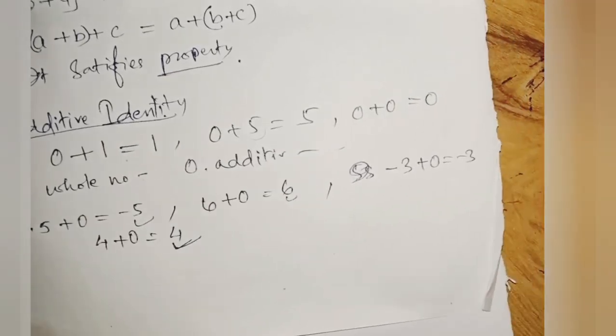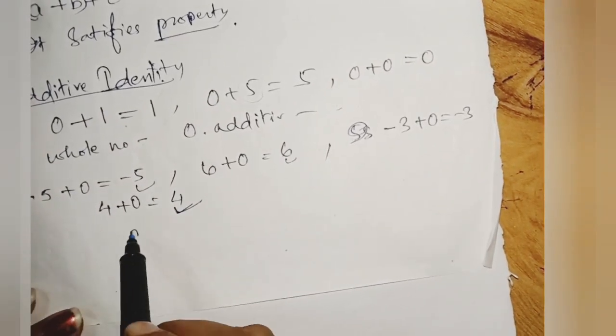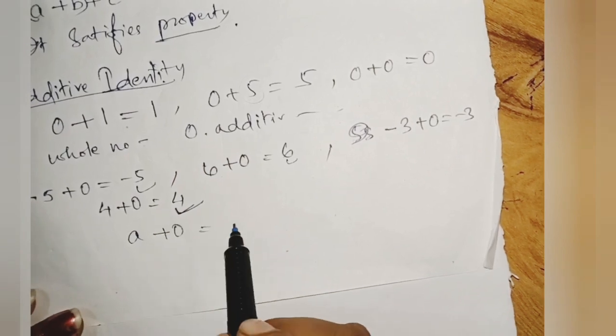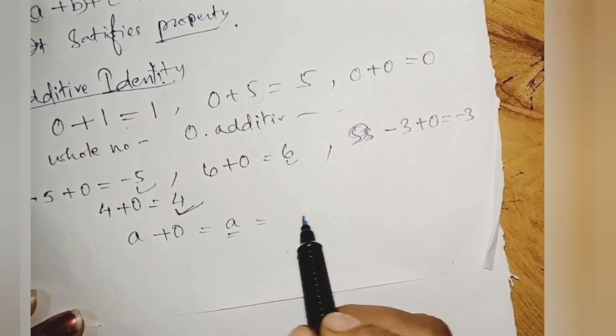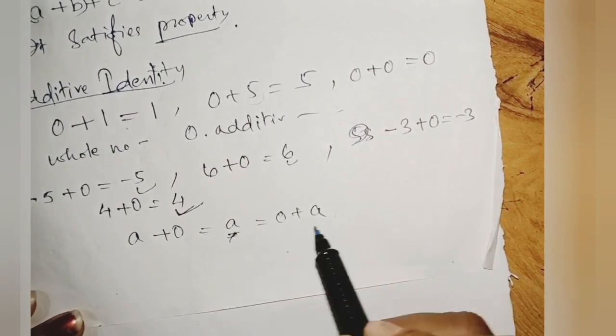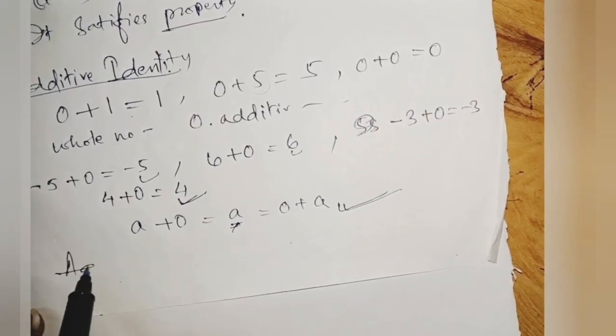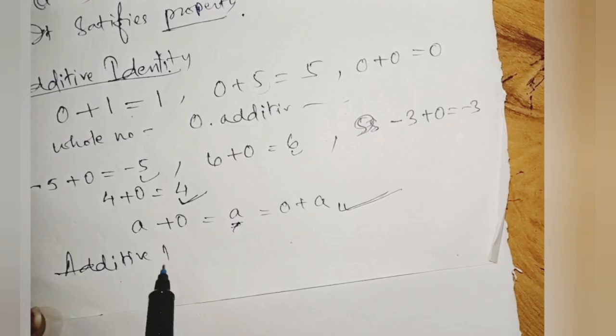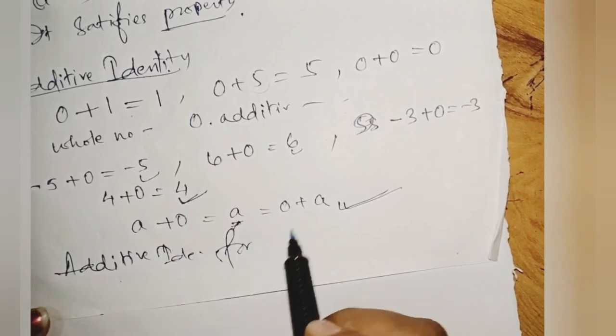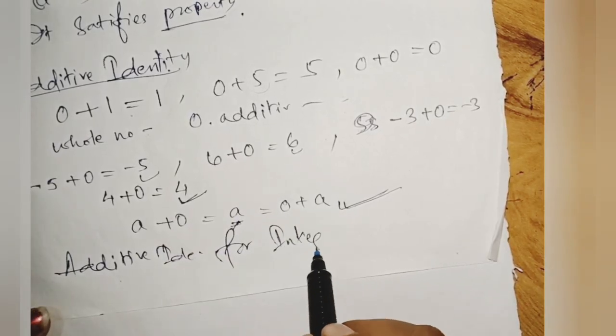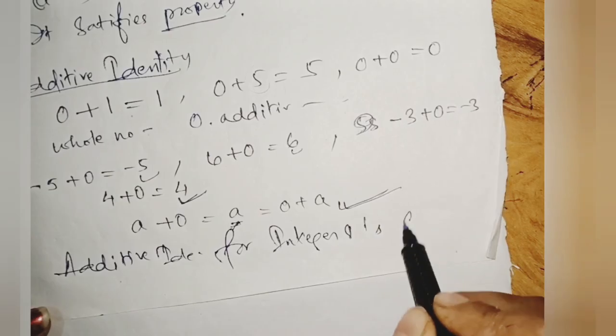Okay. So from this we can say that for any integer a, if we add 0 to it we always get the same integer. The value doesn't change, or 0 plus a. So additive identity for integers is 0. Additive identity for integers is what? 0.